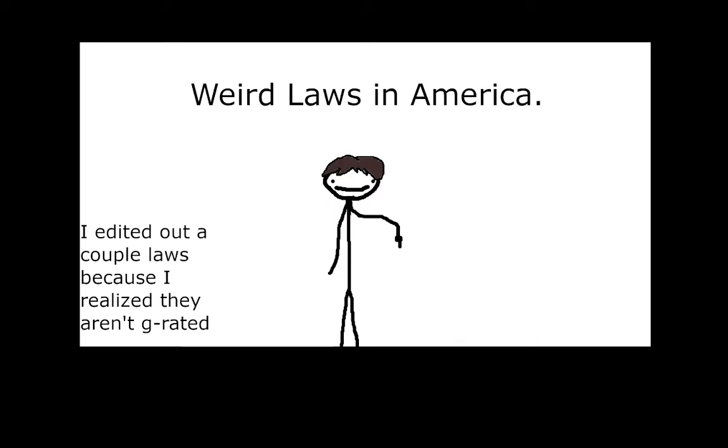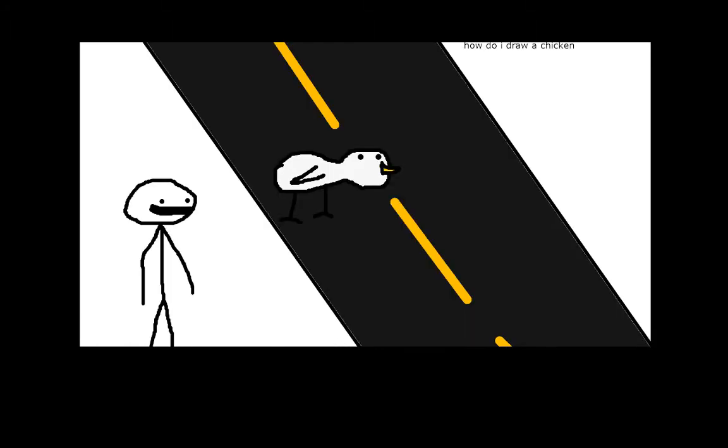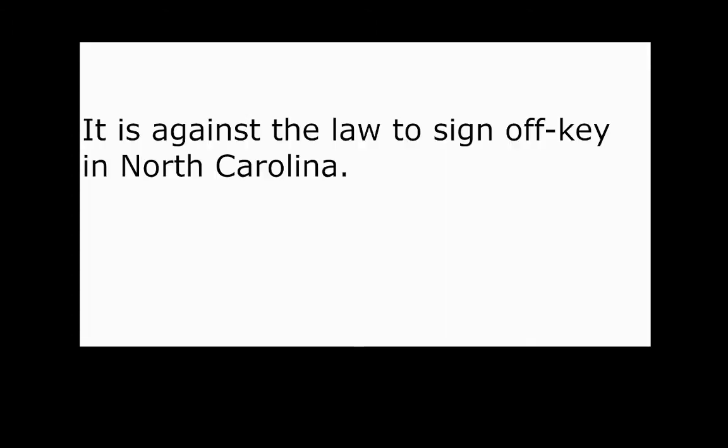America's states have some pretty weird laws. I'll link the sites in the description. They're pretty weird. Number 2, chickens are not allowed to cross the road in Quitman, Georgia. Hey, do you know why the chicken crossed the road? To get to the other— Oh my god, you just shot the chicken!